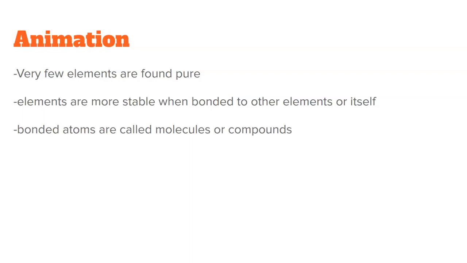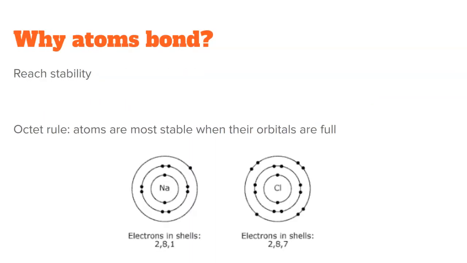And then the third thing is bonded atoms are called molecules or compounds. So those are the 3 things I wanted you to have taken away from the video. So why do atoms bond? Well, they bond to reach stability. And we have this rule, which does not apply to all atoms, but we're going to use it for the atoms that it does apply to. It's called the octet rule.